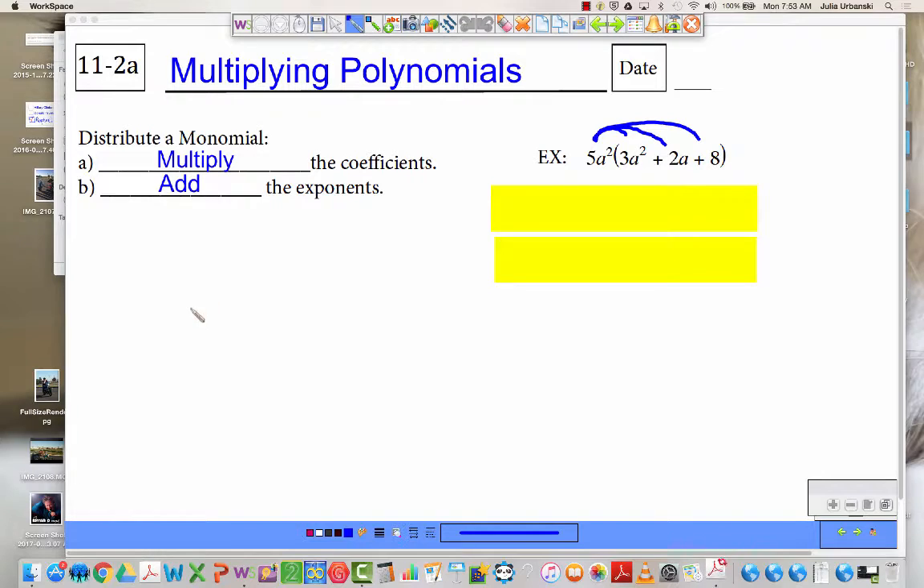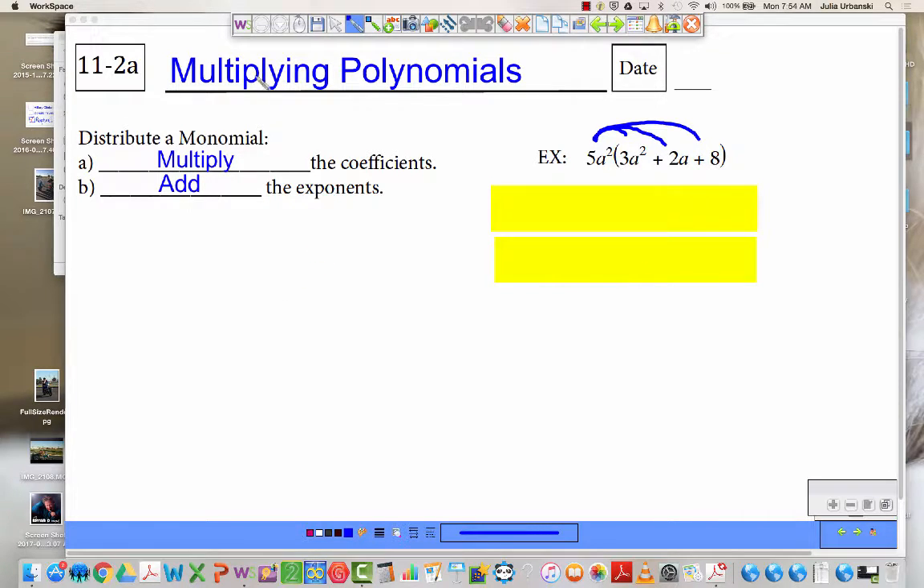11-2a, please make sure you're on the one that says a, multiplying polynomials. There's two things to do, and this is combining the last chapter with our new chapter. You multiply the coefficients, because this 5x squared out in front is right next to the parentheses, and that means times. When there's no sign in between them, it means multiplication.